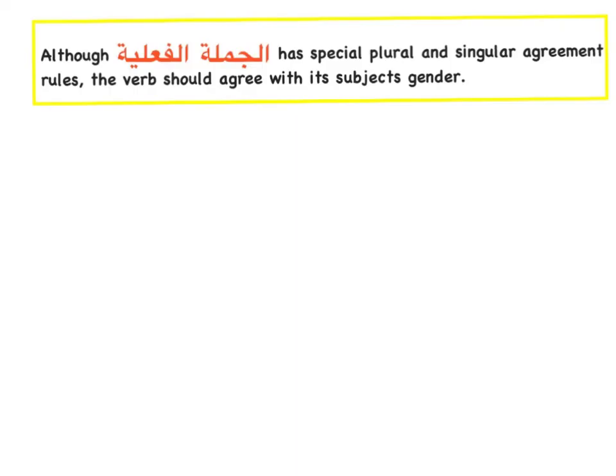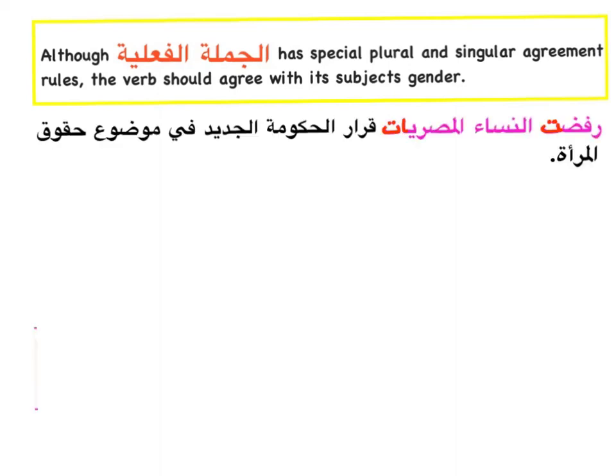Although الجملة الفعلية has special plural and singular agreement rules, as we saw before, depending on the position of the verb vis-a-vis the subject, the verb should agree with its subject in gender. For example, رفضت النساء المصريات قرار الحكومة الجديد في موضوع حقوق المرأة. So the Egyptian women refused the government's new law concerning women's rights. As you can see here, النساء المصريات, the subject is feminine, so the verb is in the feminine. It's singular because it precedes the subject, so it doesn't agree with it in number, but it has to agree with it in gender.